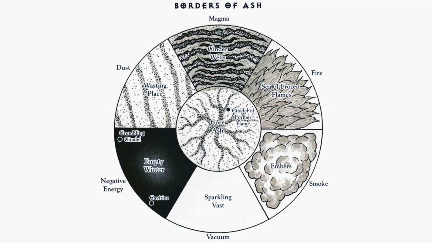But as you move away from that border, the quantities of ash become so great that you have to swim through it. Like many of the planes, there's no air here either. You also have to worry about wandering pockets of negative energy, which have the same damaging effects as that plane.